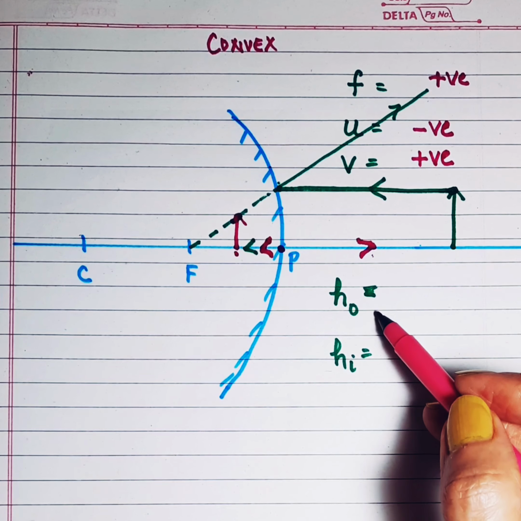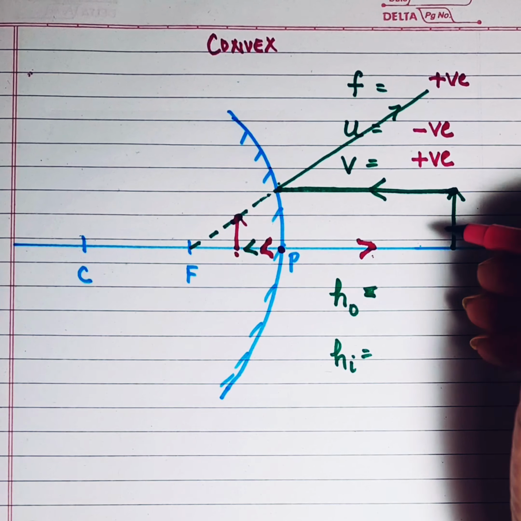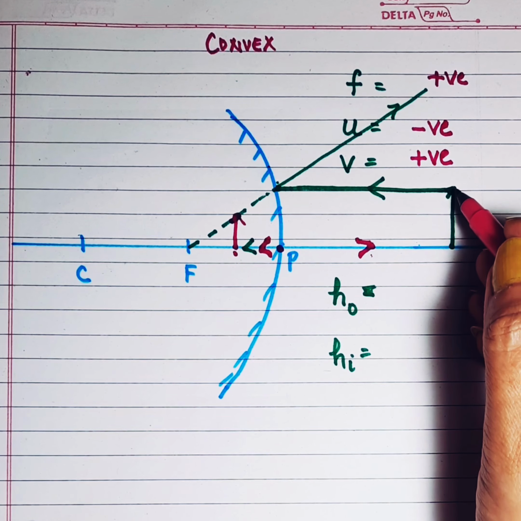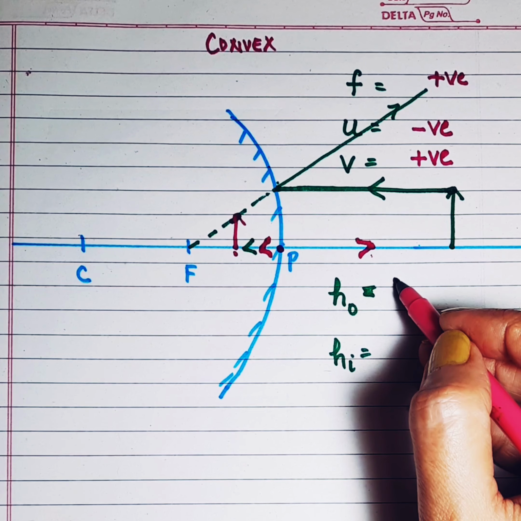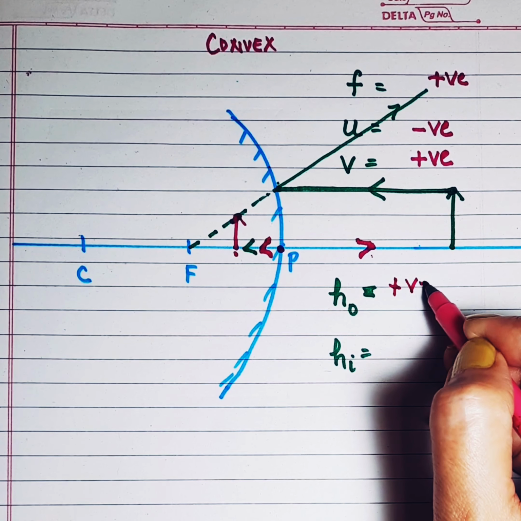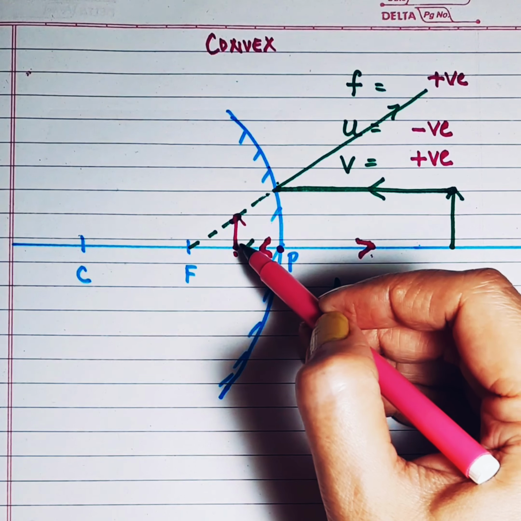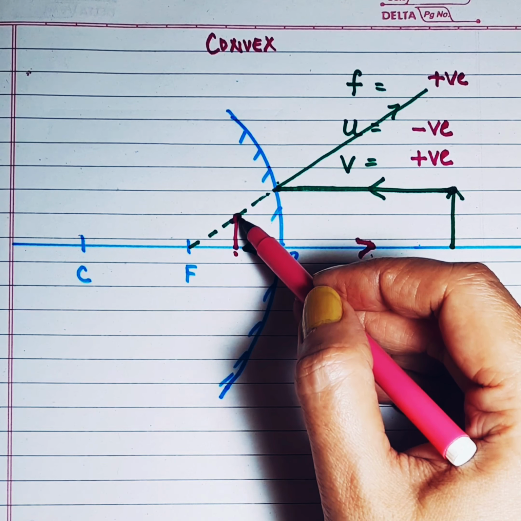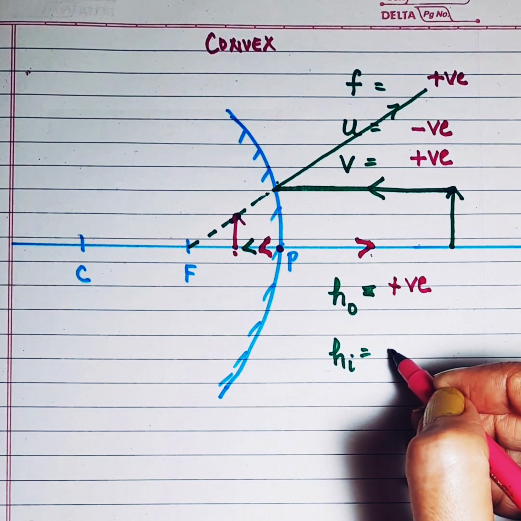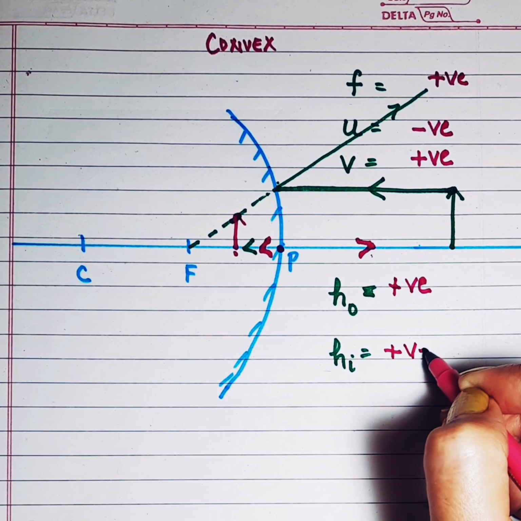Let us see the height of the object and the height of the image. I have to measure the height in the upward direction. So the height of the object will be positive, and the image is also above the principal axis, so that is why the height of the image will be positive.